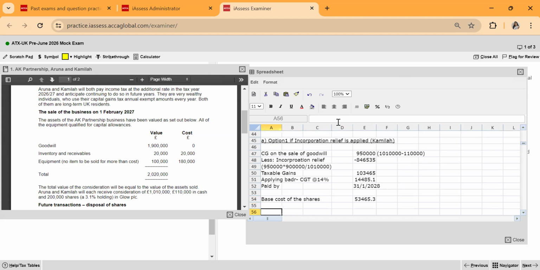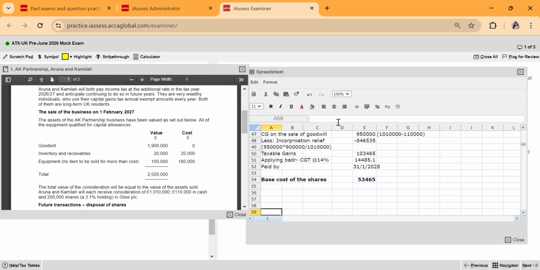Am I clear with this? Easy? Because we're just taking the base cost of shares. Of course, I'll just take the shares value 900,000. We have claimed incorporation relief on shares only. So reduce it and the remaining is the base cost. That means when you subsequently sell off these shares, you will not reduce 900,000. You will reduce 53,465. Done? Any questions? Please tell me, Madhavan, till this point.